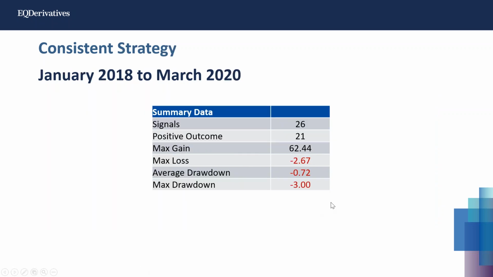I think I have a summary here, there we go. Over that time period, there would have been 27 expirations, but again, we didn't have anything in December of, I think it was 2018. We had a positive outcome 21 times. The biggest loss was 267. The average drawdown for the trade was a loss of 72. And the maximum drawdown intra-trade was a loss of 3 points.